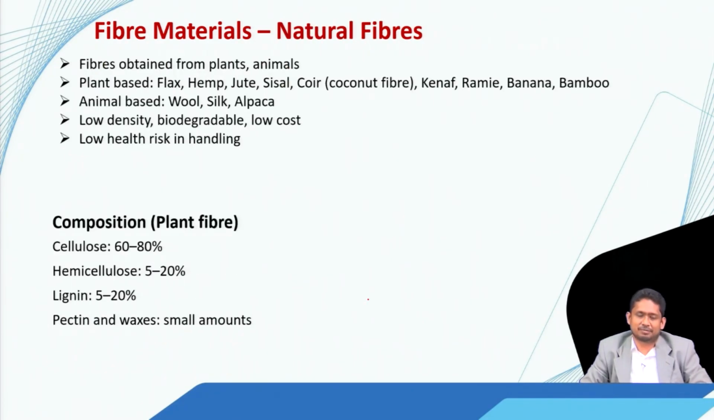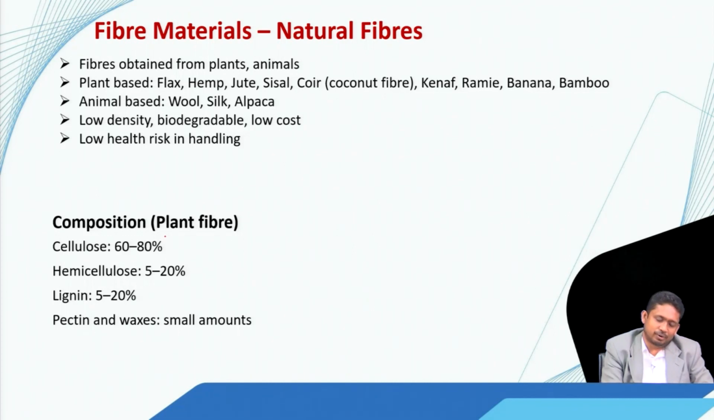Then there are something called natural fibers. So those are fibers which are obtained from natural resources. So it can come from the plant kingdom or animal kingdom. Plant-based fibers are flax, hemp, jute, sisal, coir, coconut, kenaf, ramie, banana, and bamboo. As far as animal-based fibers are concerned, examples can include wool, silk, alpaca, and they are low density, biodegradable, and low cost, and also they have low health risk, because handling other fibers like glass fiber is riskier, but that kind of risk is not here. But their mechanical properties are much inferior to the kind of fibers that we have discussed so far.